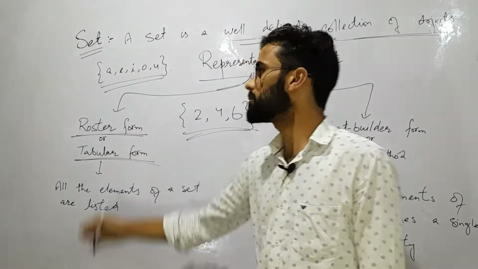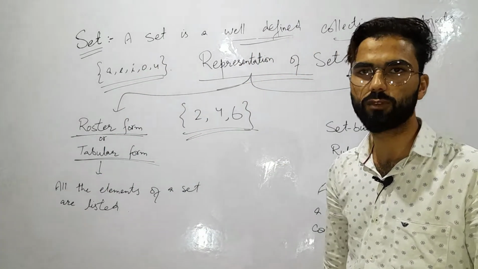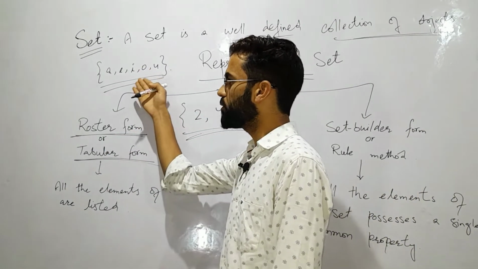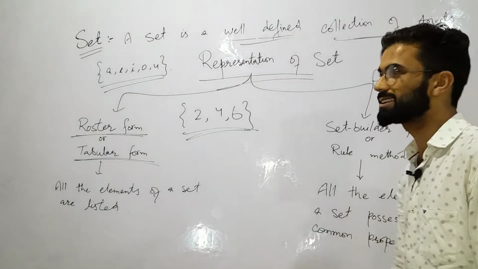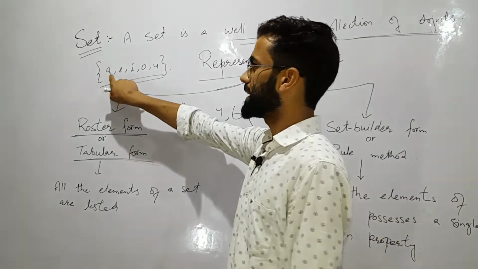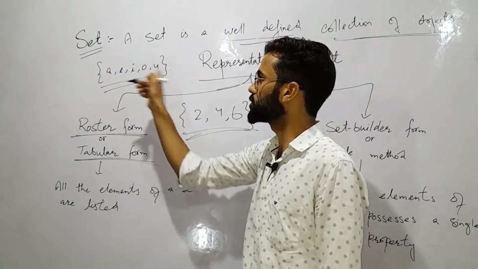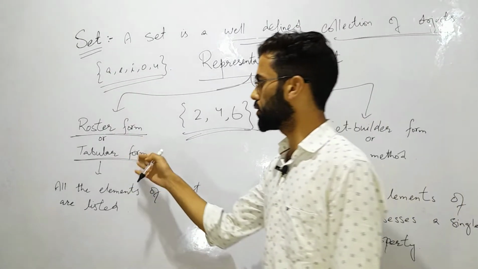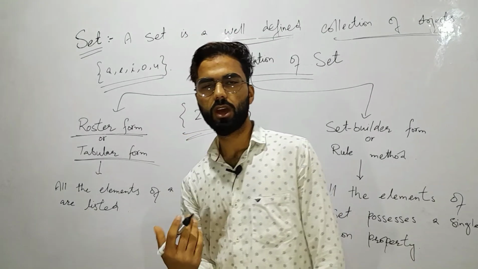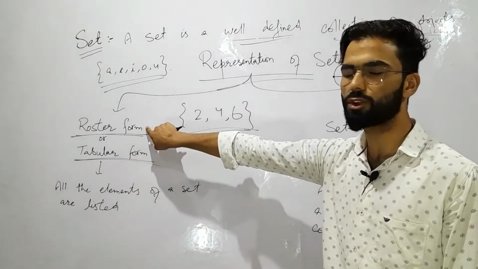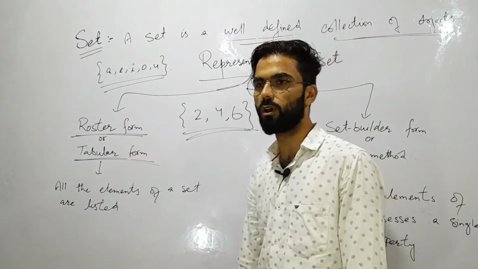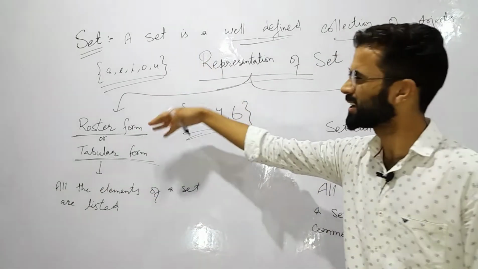जो मैंने यहाँ पे ऊपर लिखा है set of English vowels, so this is a set of which form? Of roster form. The elements in the roster form are separated by commas and are enclosed within brackets. This is a representation of a set in roster form or in tabular form. Understand this thing? This is easy.